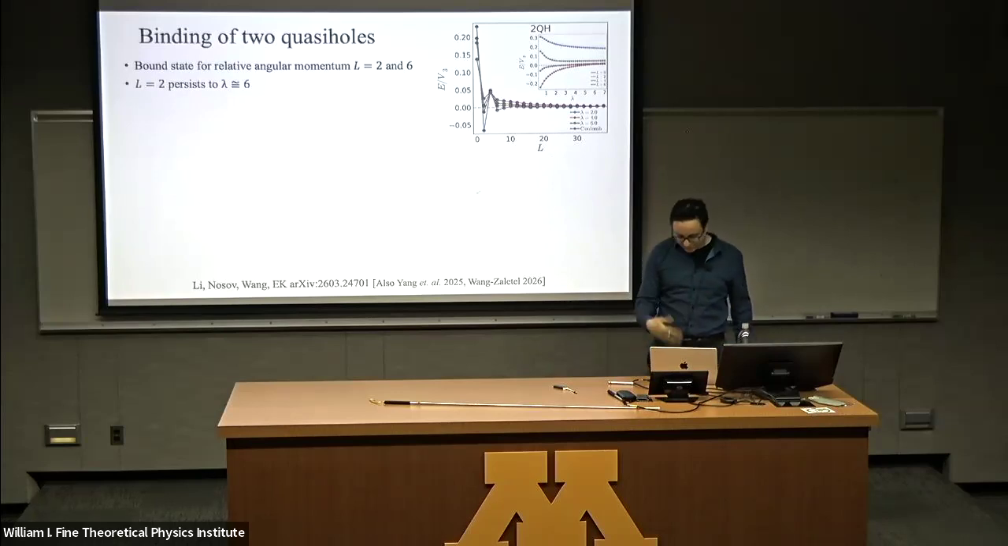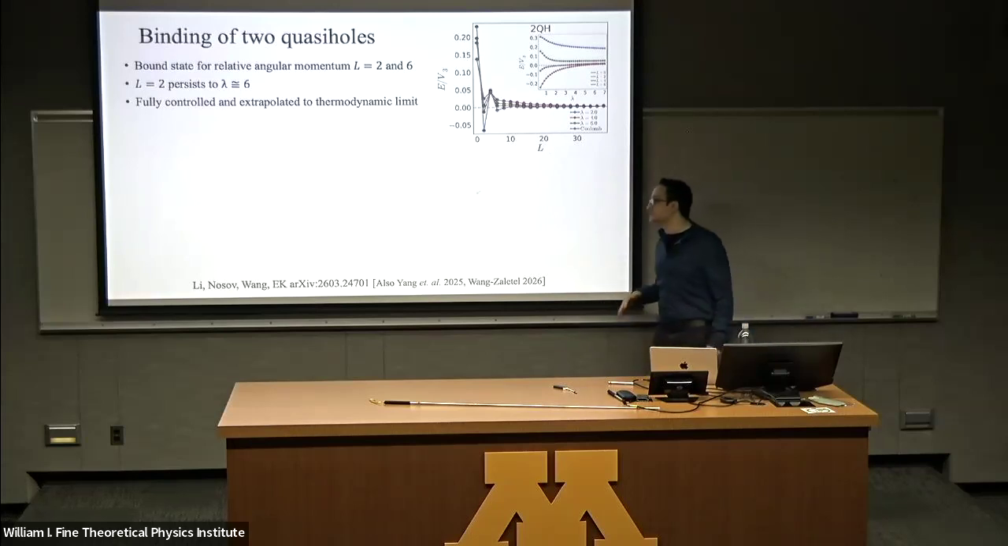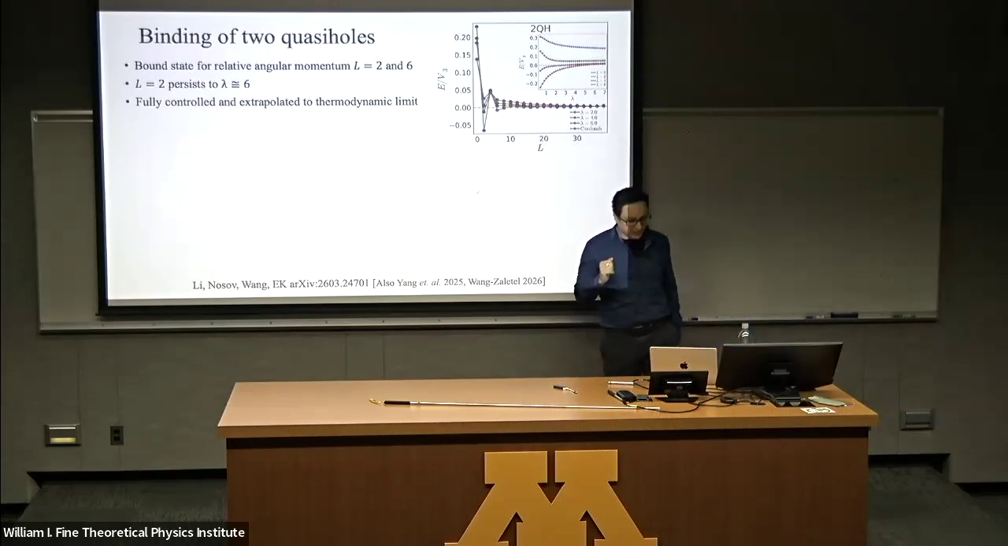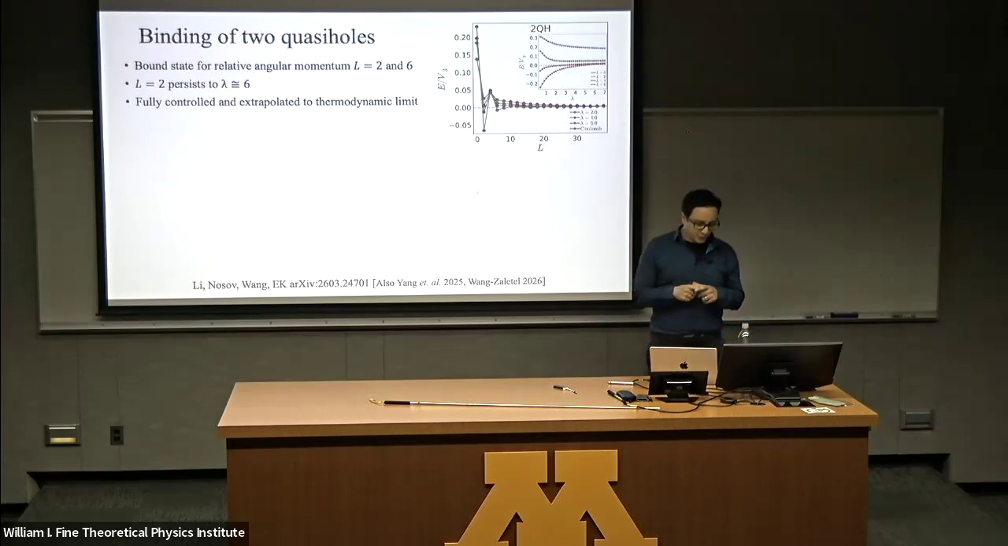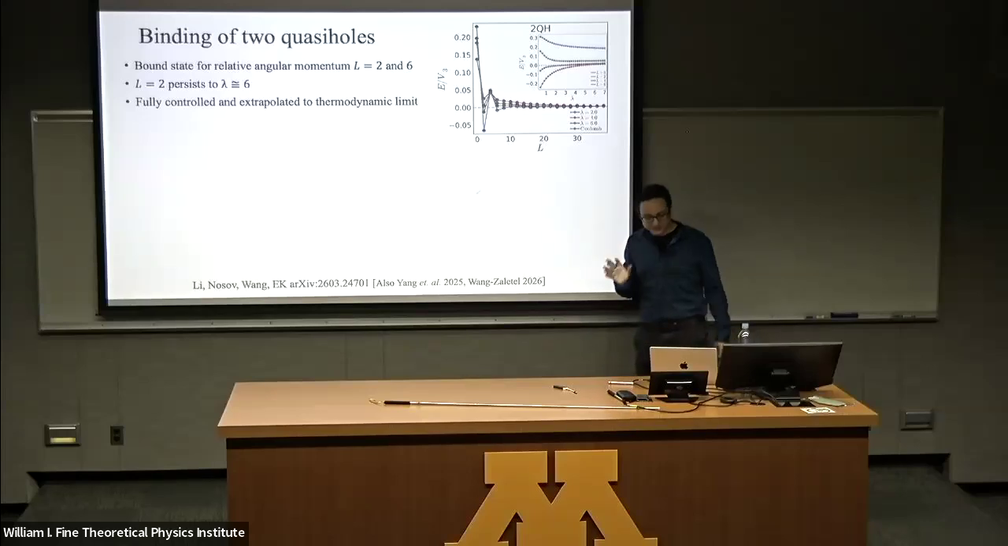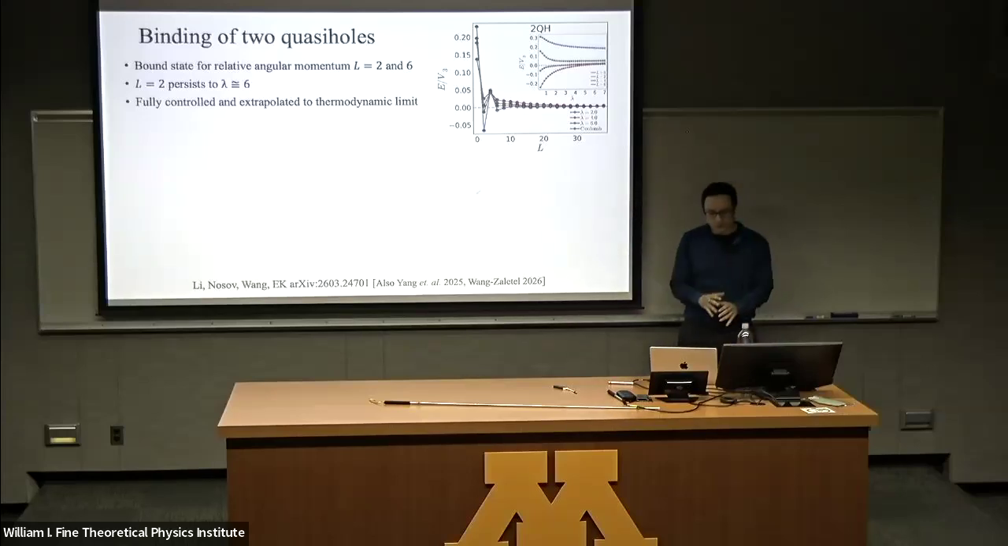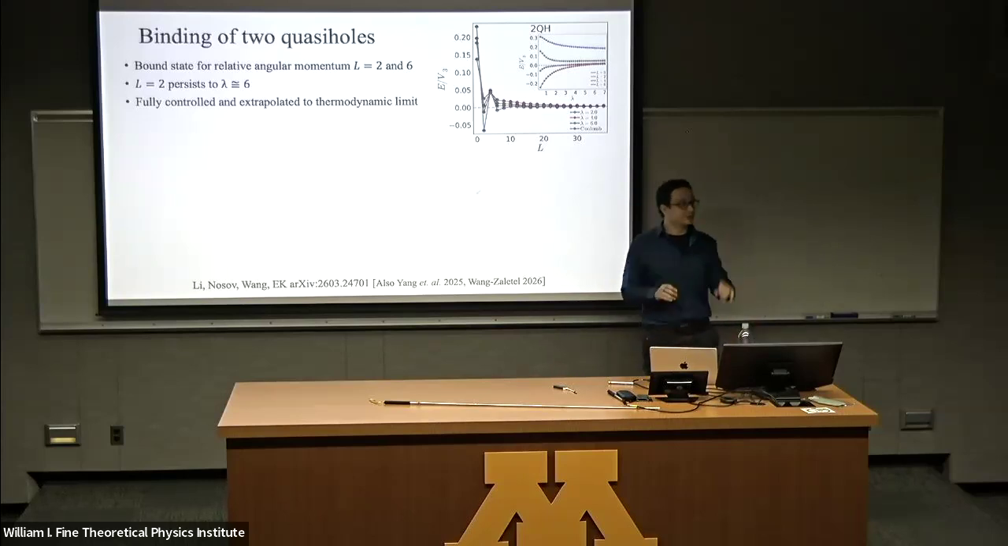And the one at 2 persists to relatively large lambda, but I want to emphasize that this is actually a fully controlled calculation, and we can do this Monte Carlo extrapolated to the thermodynamic limit. So we can make sure we're converged. We go to very large system sizes, like 100 or 200 electrons. So in the limit where this is valid, this is a definitive statement that anyons, the quasi-holes of the Laughlin state for screened interaction, form a bound state.